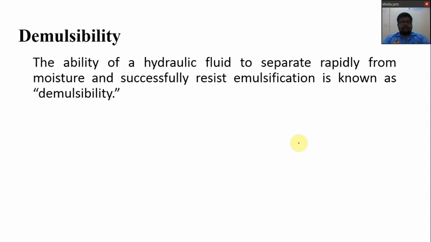Then the next one is the demulsibility. The ability of a hydraulic fluid to separate rapidly from moisture and successfully resist emulsification is known as the demulsibility. If an oil emulsifies with water, the emulsion promotes the destruction of lubricating and sealant properties. So highly refined oils are basically water resistant by nature. This ability of the fluid is known as the demulsibility.